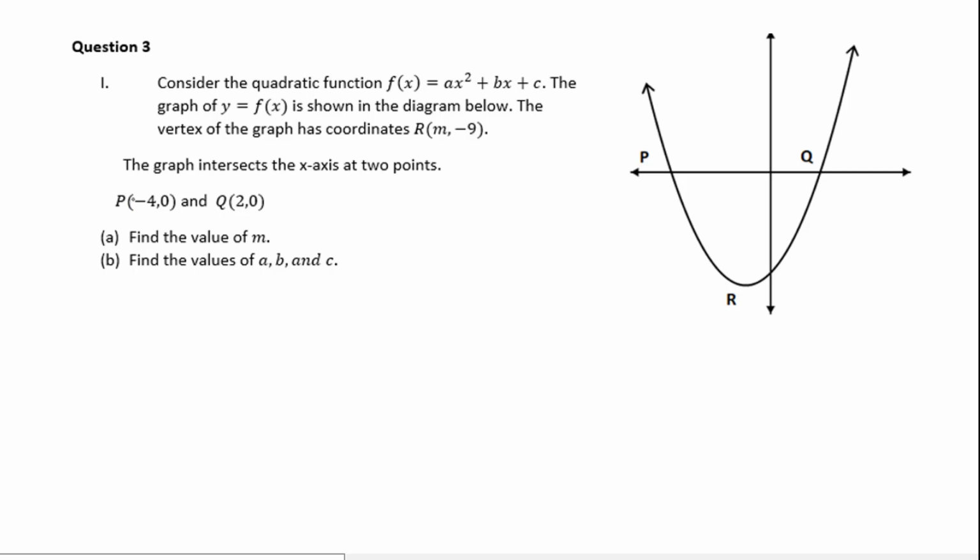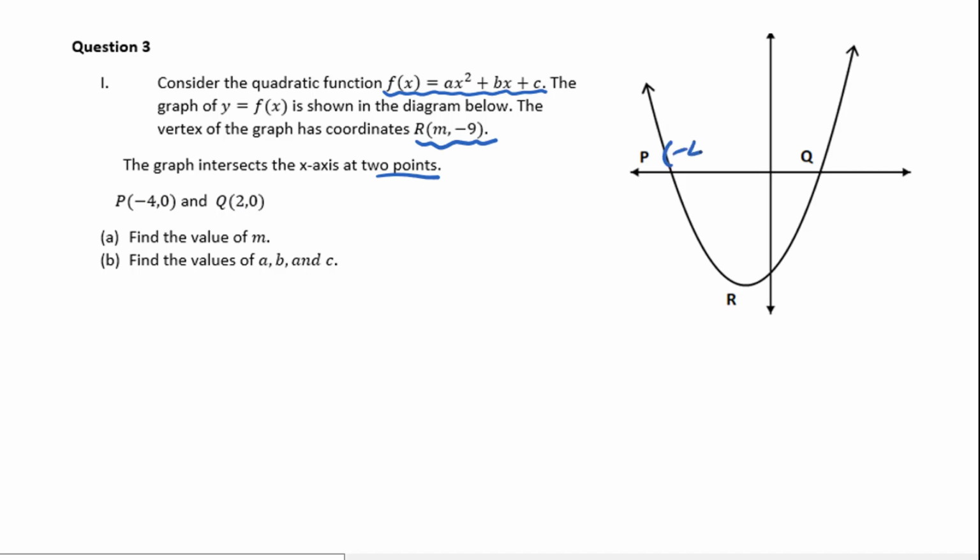Let's go to question 3. Consider the quadratic function f of x equals ax squared plus bx plus c. The graph of y equals f of x is shown in the diagram below. The vertex of the graph has coordinate R, m, -9. The graph intersects the x-axis at 2 points, P -4, 0 and Q 2, 0.